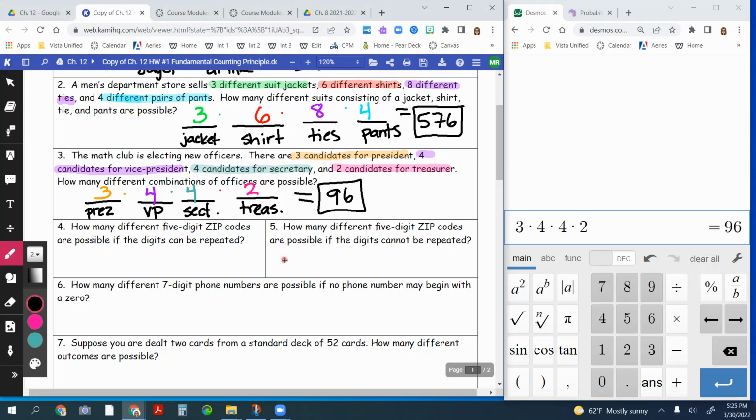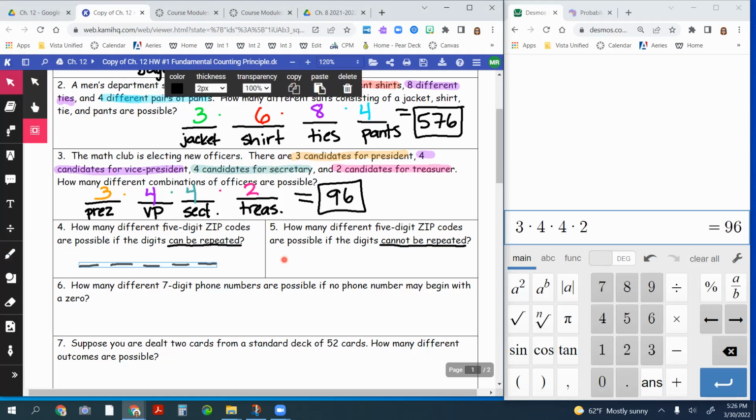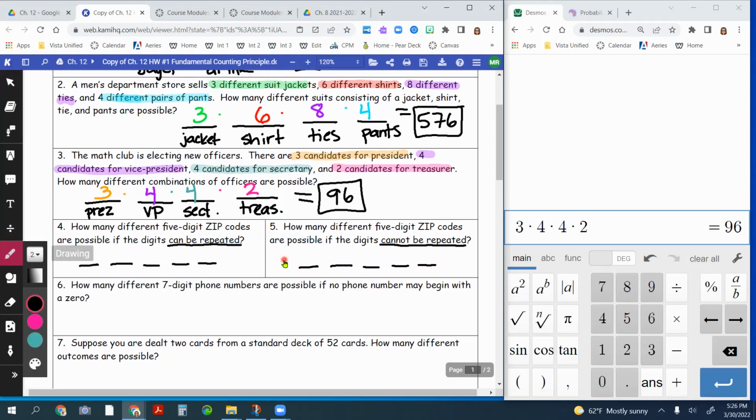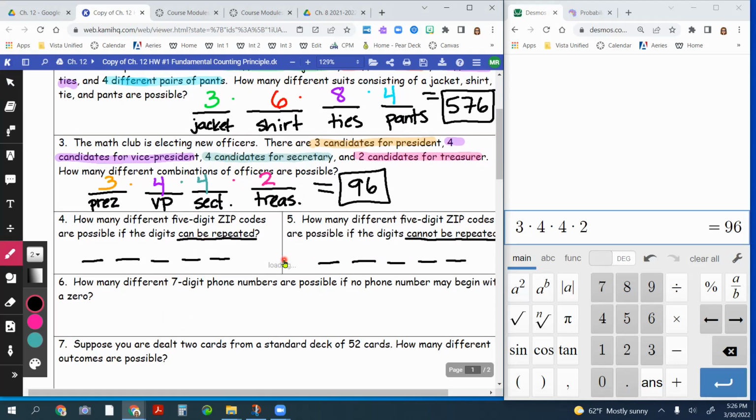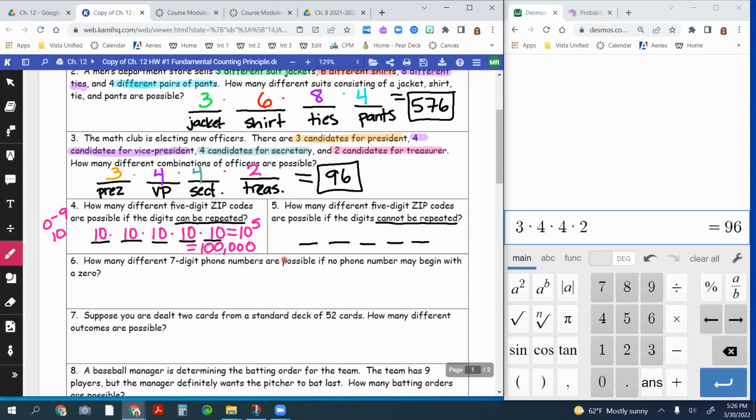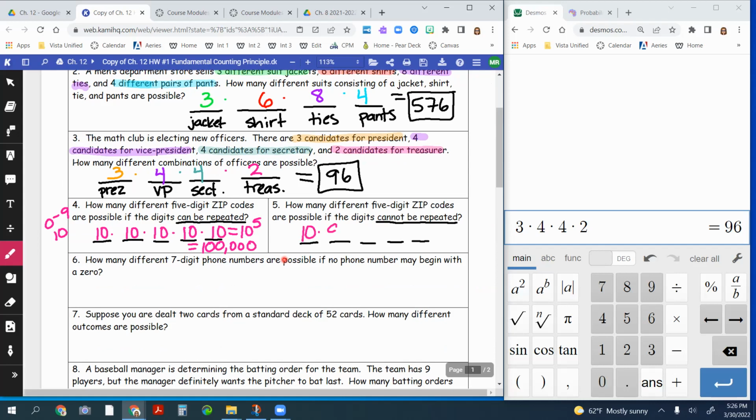How many different five-digit zip codes are possible if the digits can be repeated? Okay, so they can be repeated, and in the next one they cannot be repeated. We're going to have five different choices. The digits are 0 through 9, which means there are 10 choices each time. So it's 10 times 10 times 10 times 10 times 10, which is 10 to the fifth, or one with five zeros. So 100,000 different ways.